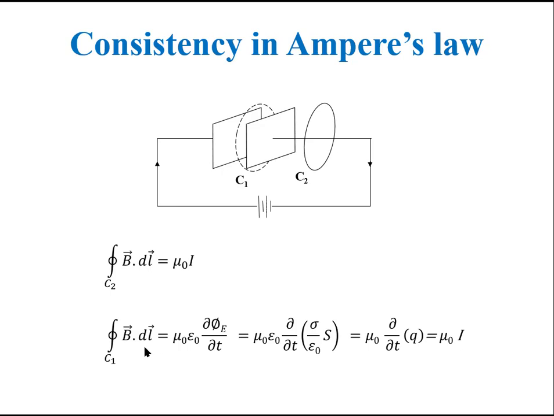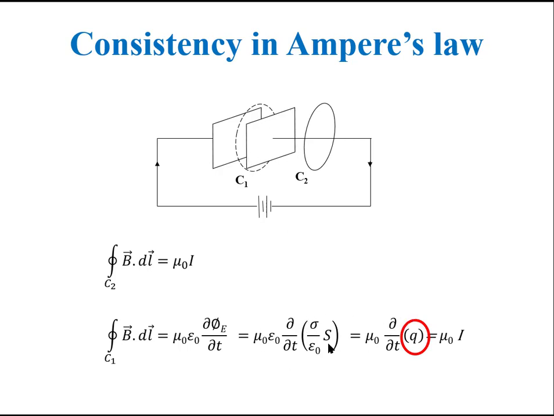So, for loop C1, Ampere's law reads line integral of B is equal to I, which is 0, plus mu naught times ID, which is epsilon naught times del phi E over del t. Phi E is the surface area of the capacitor's plate multiplied by the electric field inside the capacitor. The electric field inside the capacitor is sigma by epsilon naught, where sigma is the surface charge density on the plates of the capacitor. Sigma multiplied by S will then be the total charge on the plate of the capacitor.